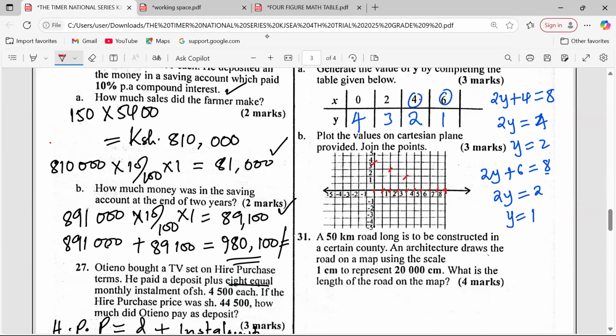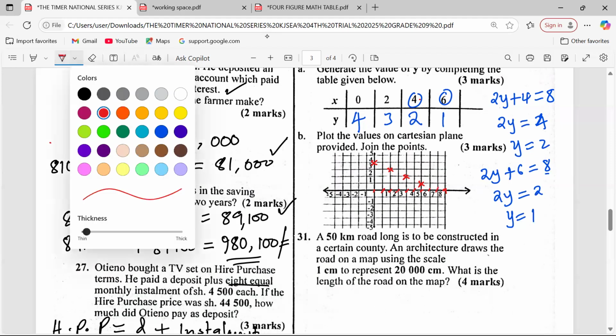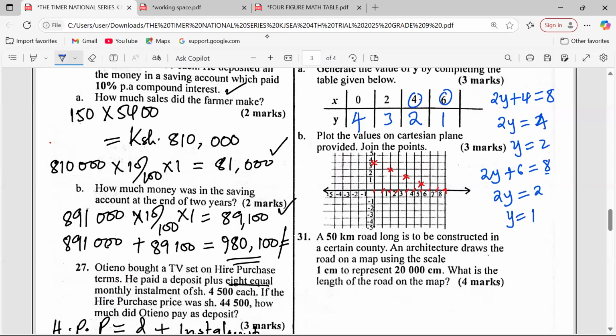1, 2, 3, 4, 5, 6 is here and 1 is here. So I have now plotted all the coordinates. Can make them stars this way. After plotting all the coordinates, we are told to join them. You just join them. So I use my straight ruler to join all the coordinates. That way. So now this is our line, well plotted.